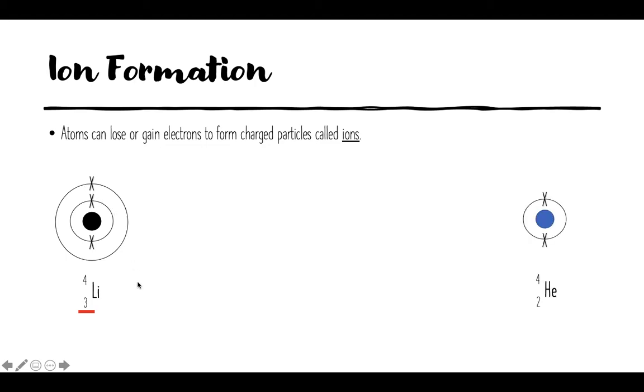It would quite like to look like its nearest noble gas, helium. Helium only has 2 outer electrons and is very, very stable. In order to become more like helium, lithium has to lose this outer electron.